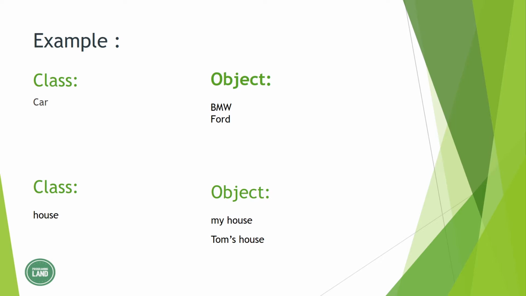For example, imagine a house. A house is a class, and for example, my house or your house is an instance of a class. Class is a more general concept. And as I said, an object is an instance of a class. When an object is created, all the features, all the members of a class are inherited by that object.